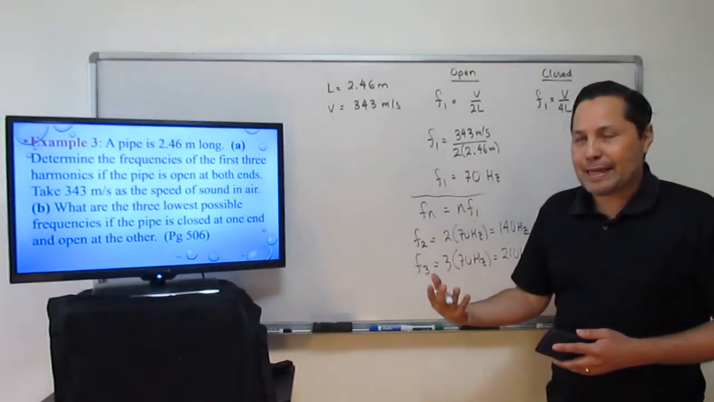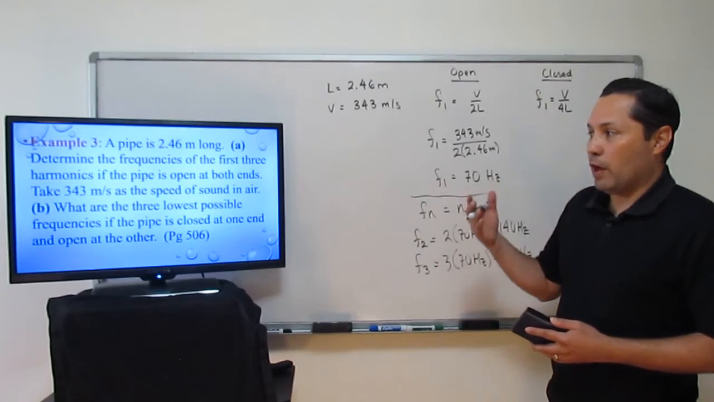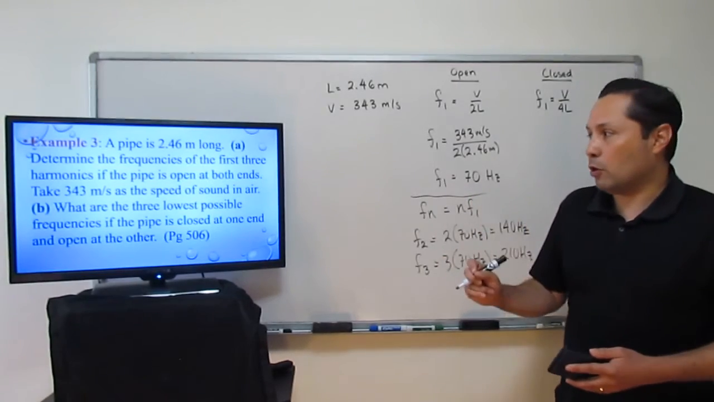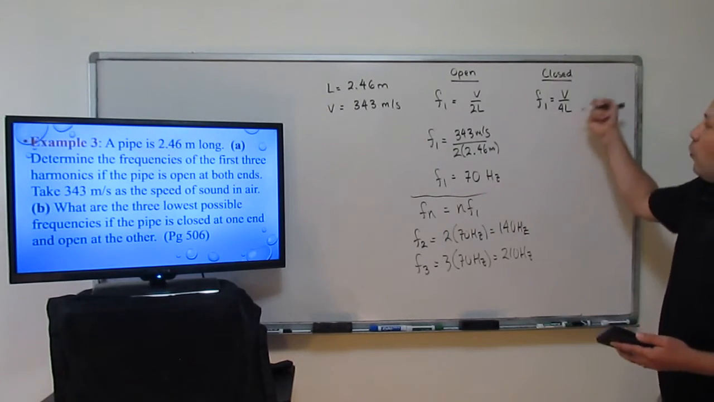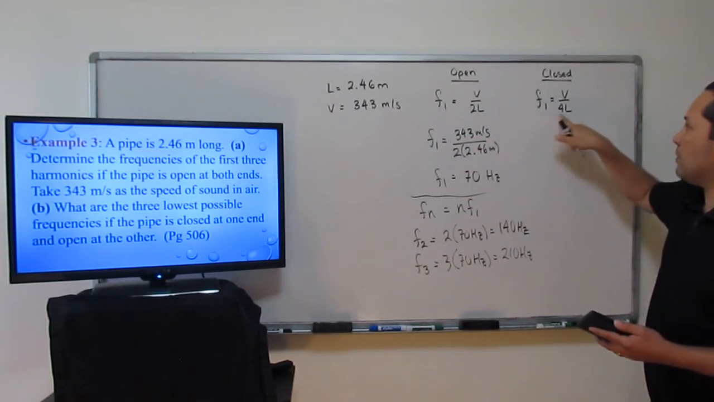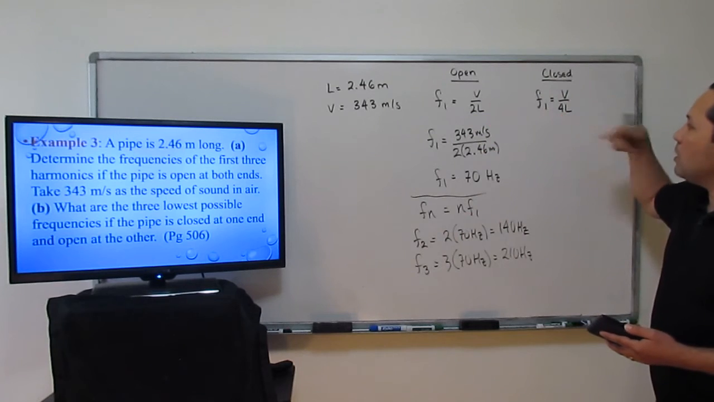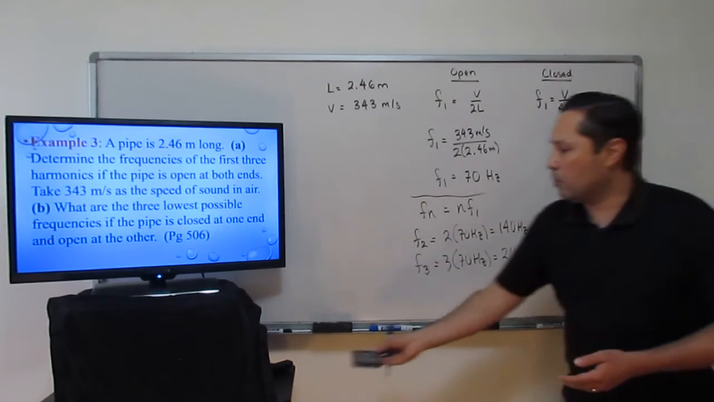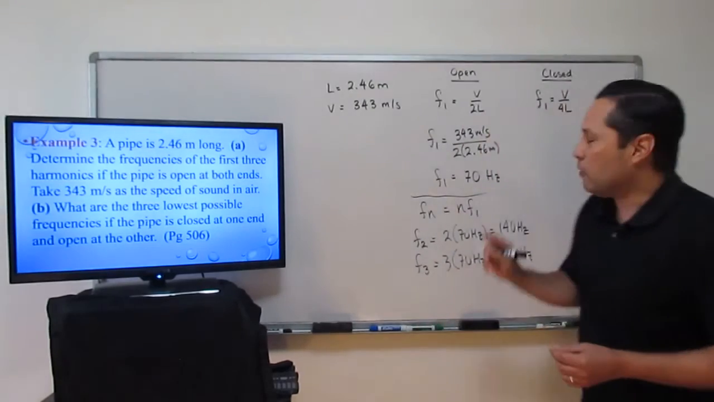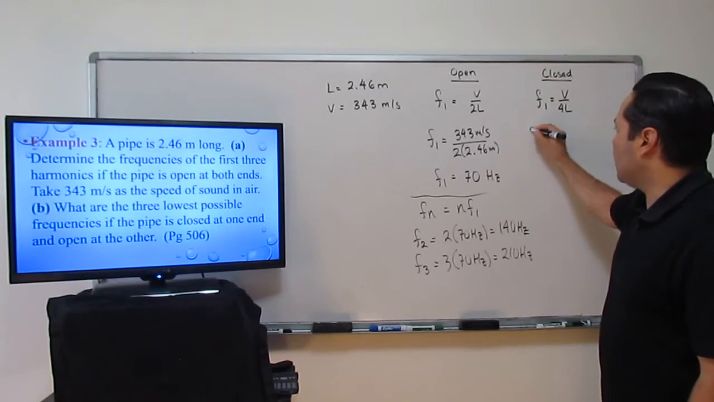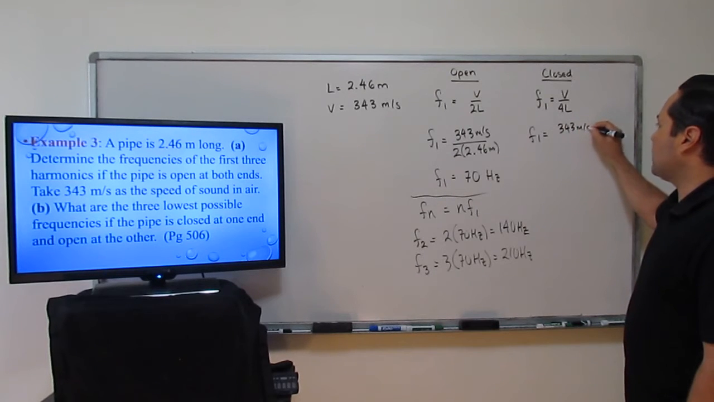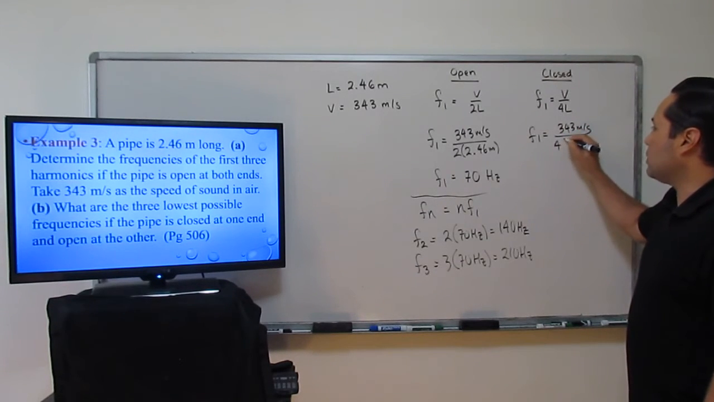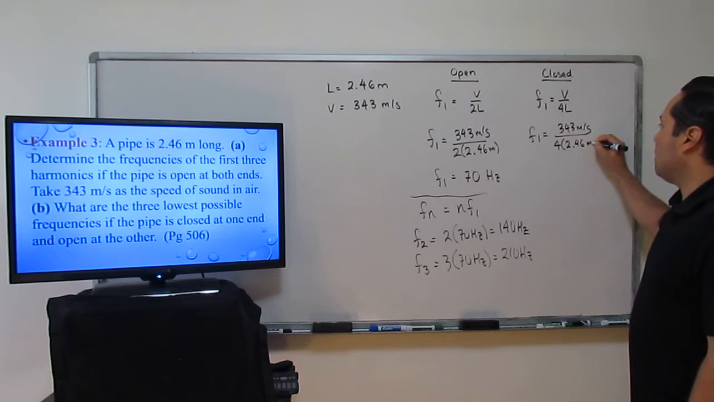Now in part B, they give us the following, that now the pipe is closed at one end and open on the other. So if it's closed, notice how the formula changes. Instead of being 2 times the length, it's 4 times the length. So now a lot of the numbers are the same, but now we have a 4 here. So it'll look like this. The fundamental frequency is 343 meters per second divided by 4 times 2.46 meters.